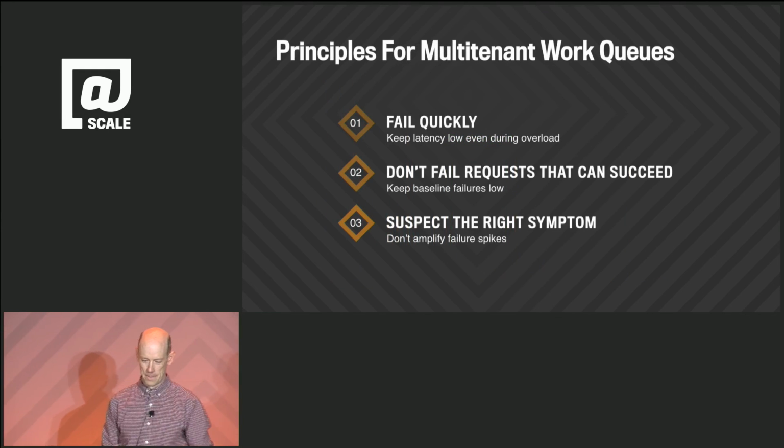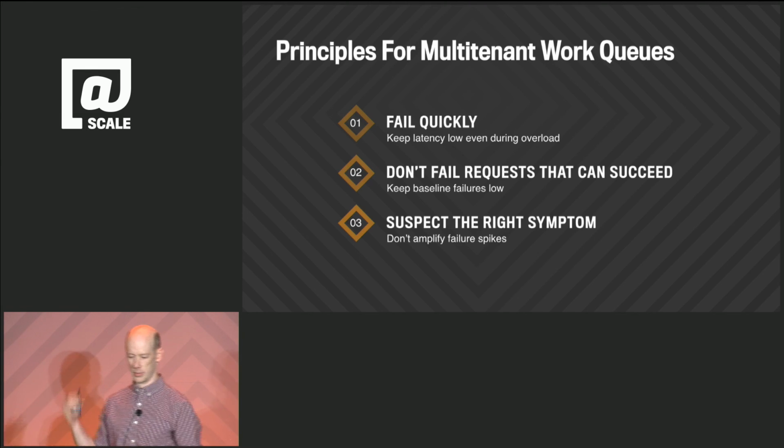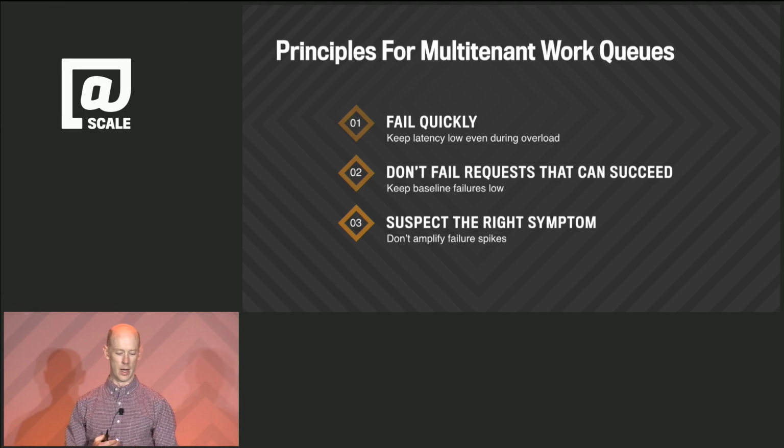To recap, we need to fail quickly. This helps us keep the latency low even during overload. We need to make sure that we don't fail requests that could succeed, in order to keep our baseline failures low. We do this by having soft responses instead of hard responses to failure. We don't try to introduce new failures into the system; we just try to rearrange the ones that are already there. And we want to make sure that we suspect the right symptom, or fail the right requests, which helps us avoid amplifying the failure spikes. In the multidimensional space of tags, if we can find a tag that correlates with the failure, then we can isolate the failure just to that particular tag. The result of this was quite successful, and we've been running it for a couple years now.